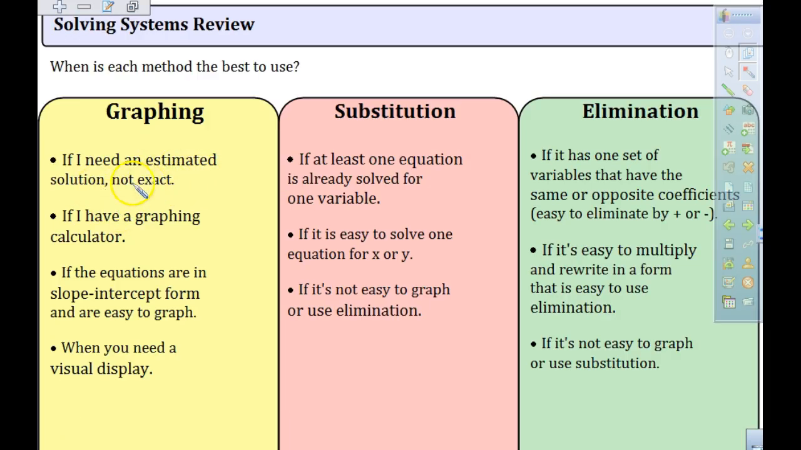Graphing's going to be the best if you don't need to estimate your solution, if it's exact. When you get that exact point, that's a nice way to graph. If you have a graphing calculator, you put it in the Desmos calculator, it'll give you that exact solution. Or if the equations are in slope-intercept form. Keeping in mind that slope-intercept form, y equals mx plus b, that's where some of you kind of got confused on that last quiz.